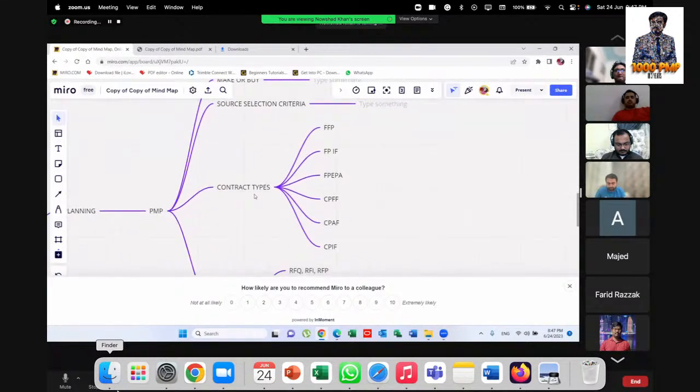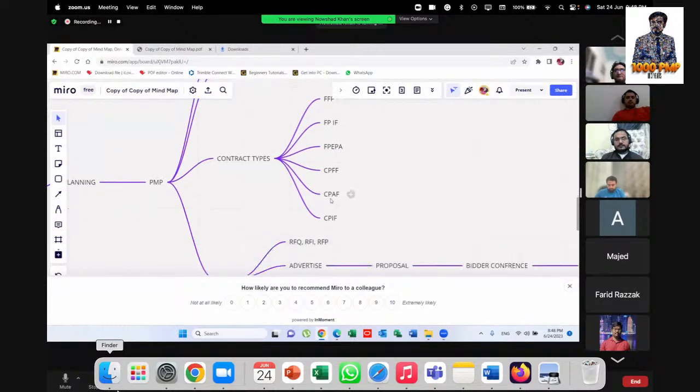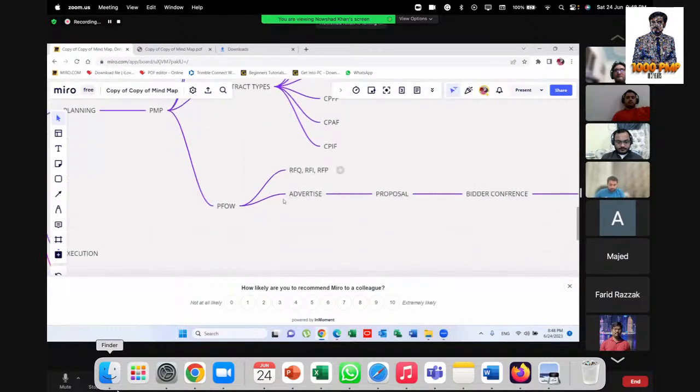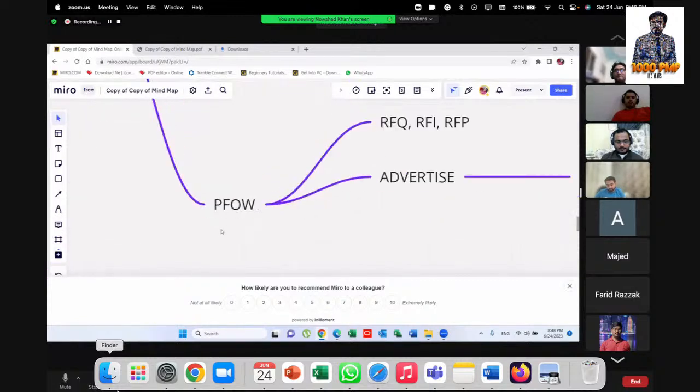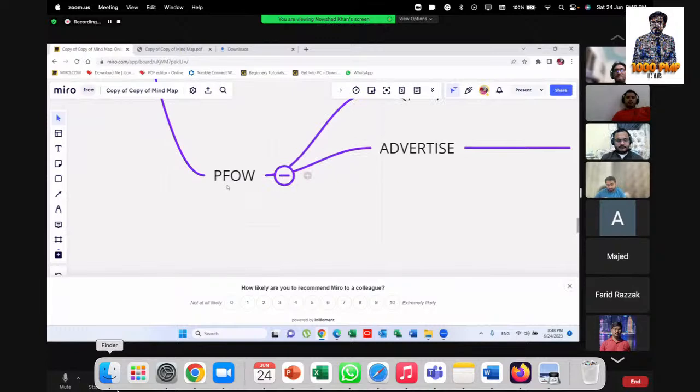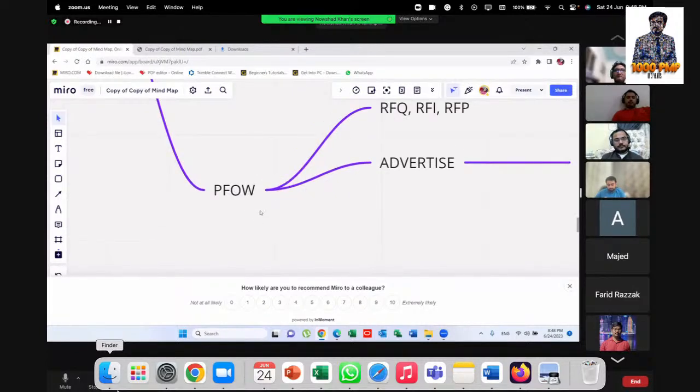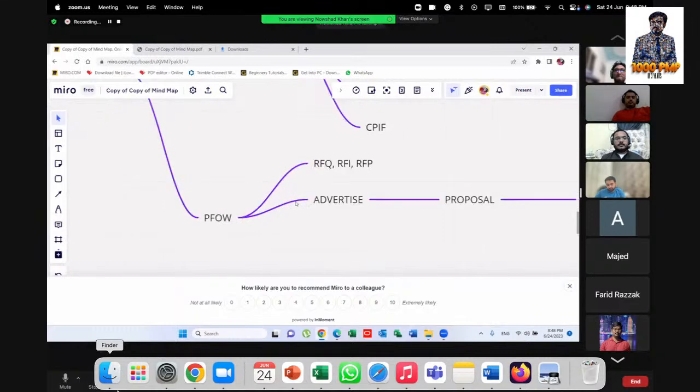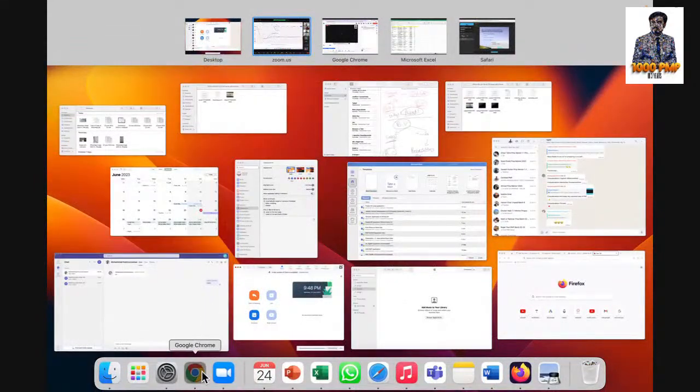Then we have contract types. This is FFP, FPIF, FPEPA, CPFF, CPIF. Then we have T&M. Then we have RFQ, RFI, RFP.